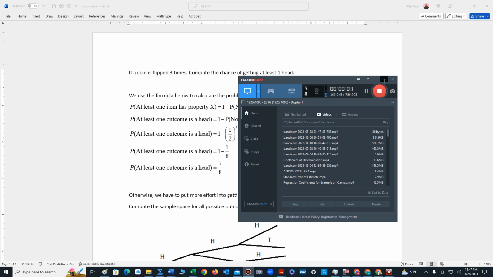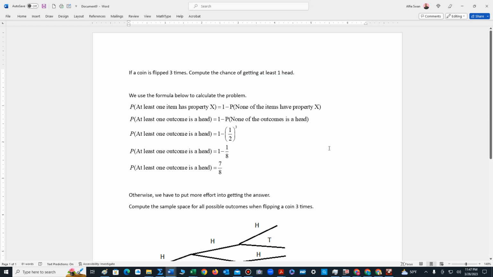Hello, in this video I want to review the concept of using the formula for at least one. We begin with an example. It states the following: if a coin is flipped 3 times, compute the chance of getting at least one head.